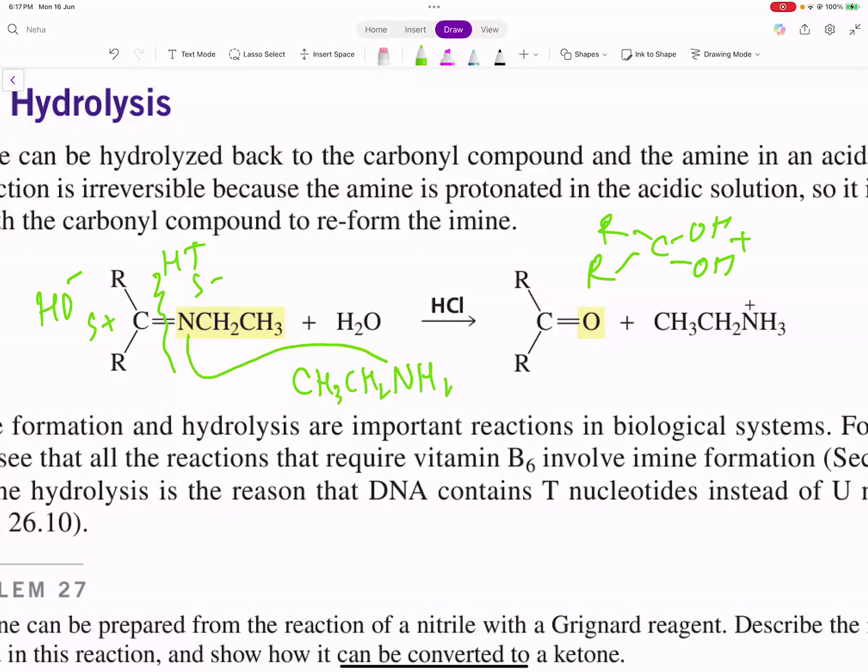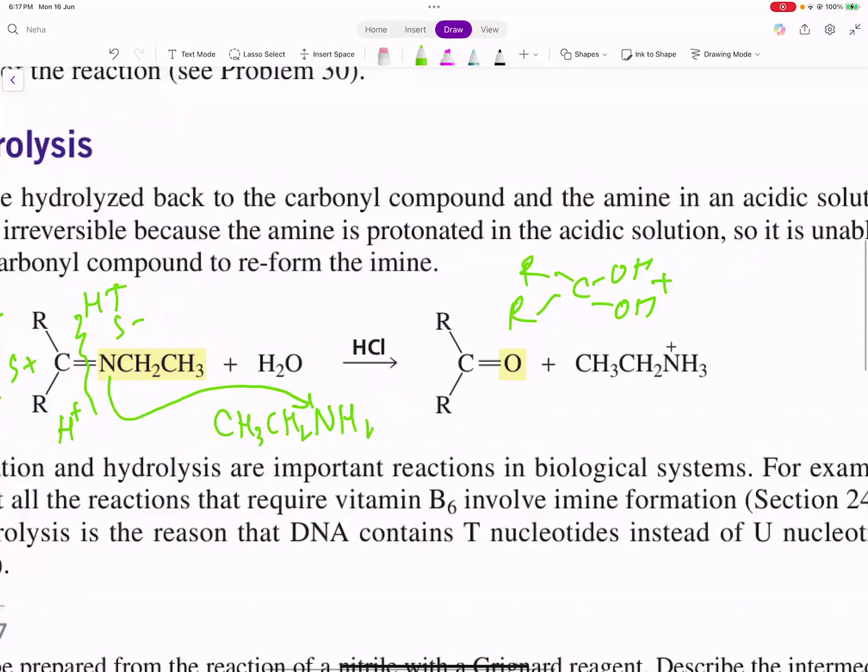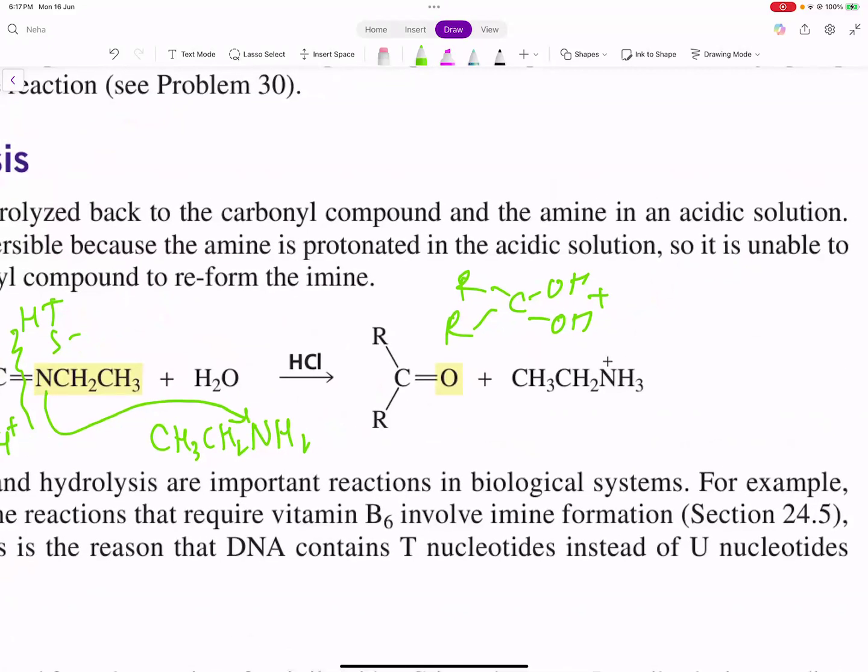This nitrogen will get two hydrogens. Two bonds, HO minus, H plus. Got it? Now, whenever a carbon has two OH groups, it will immediately lose water. It will collapse back and we'll get the corresponding ketone.